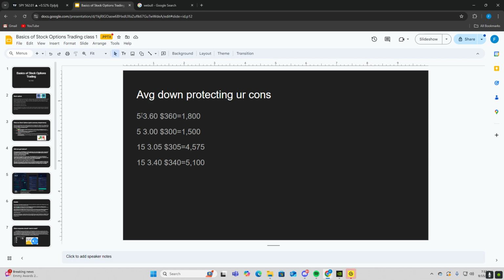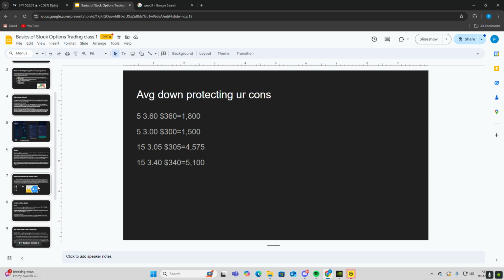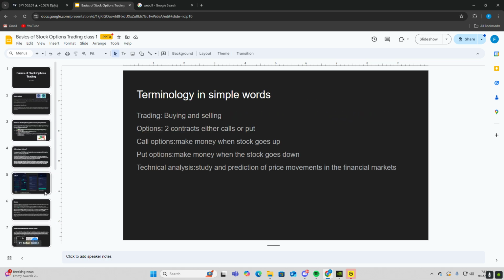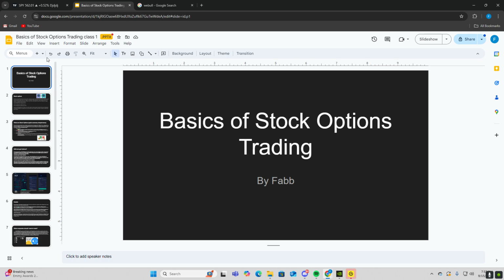If you buy high and then you buy a little bit lower, and then price starts moving your way a little bit, you can start making more money than if you had only entered your original position. That should make sense. You guys should understand it. And basically that's the basics of stock options trading.